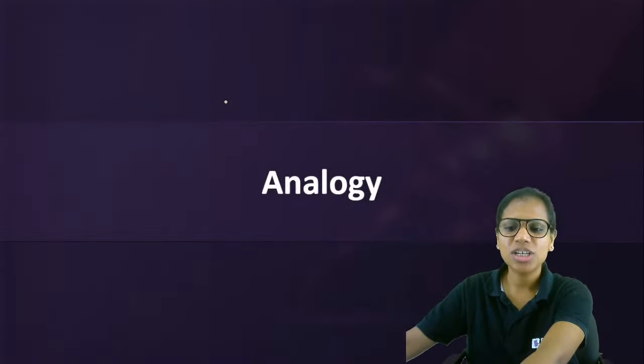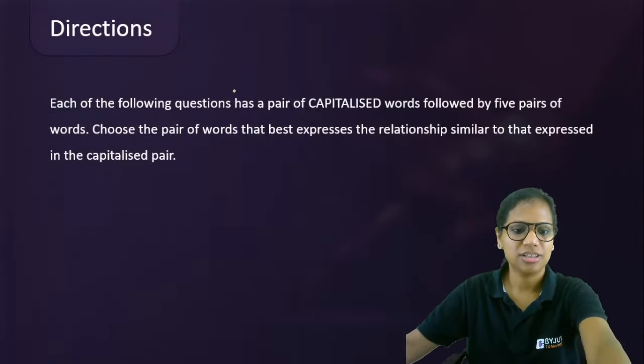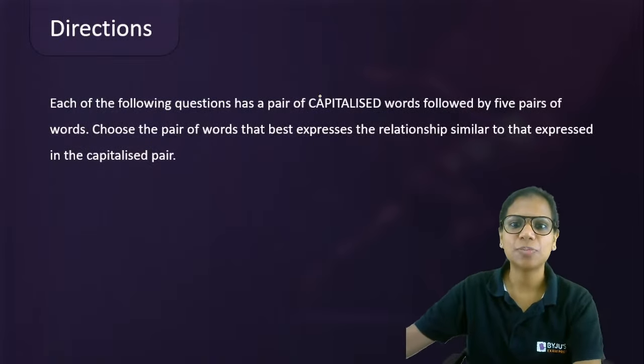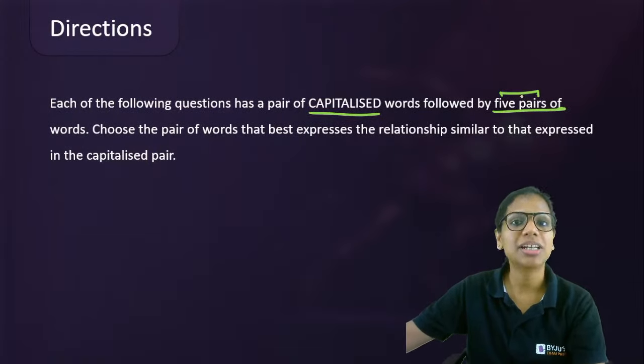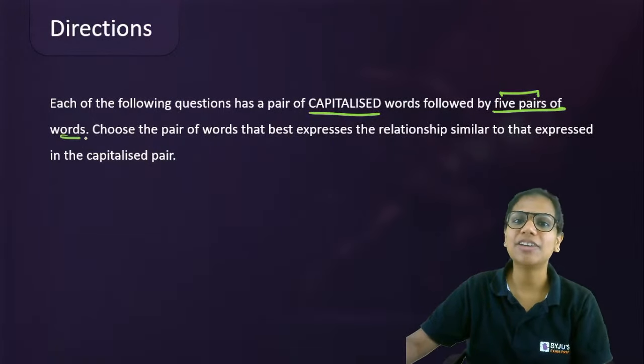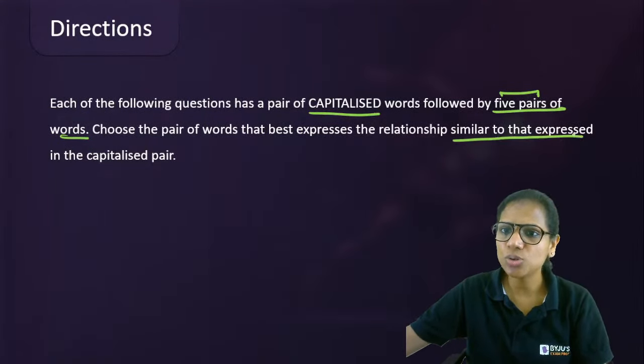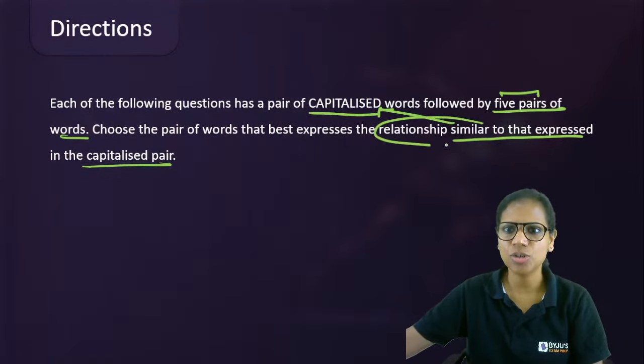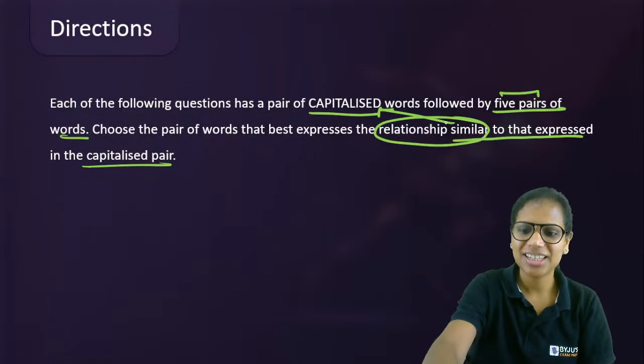First, analogy. Read the instructions very carefully. Each of the following questions has a pair of capitalized words followed by 5 pairs, because NMAT has 5 options. Choose the pair of words that best expresses the relationship similar to that expressed in the capitalized pair. The relationship similar to that.